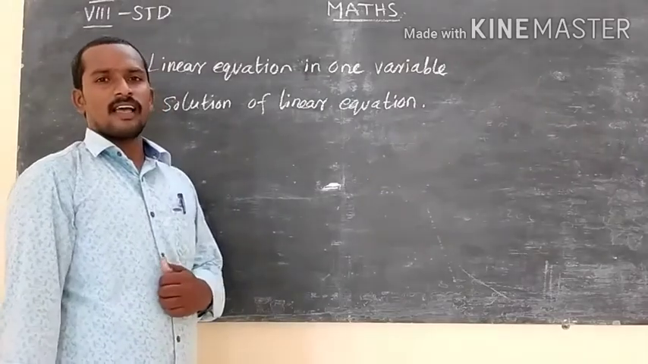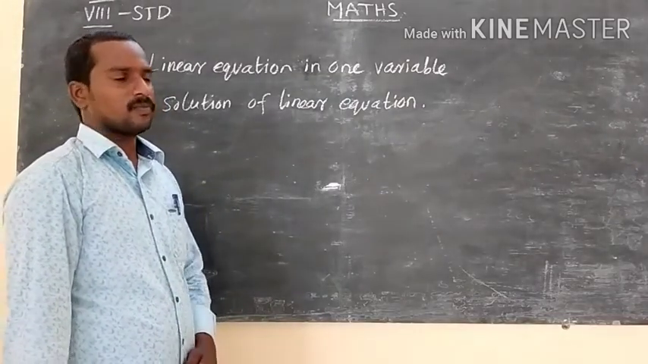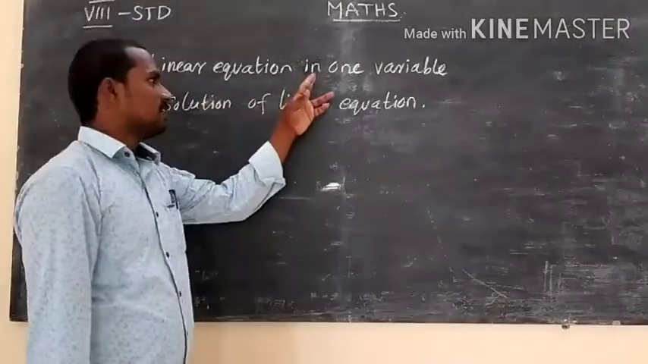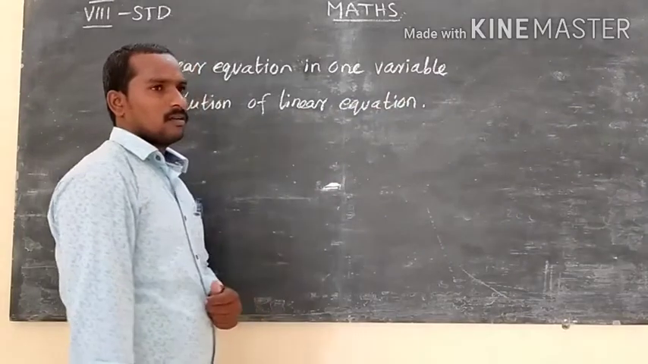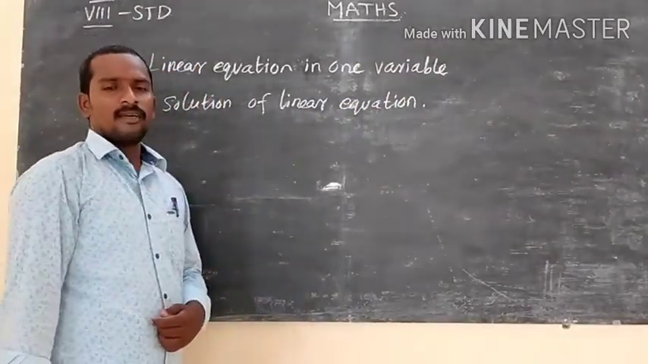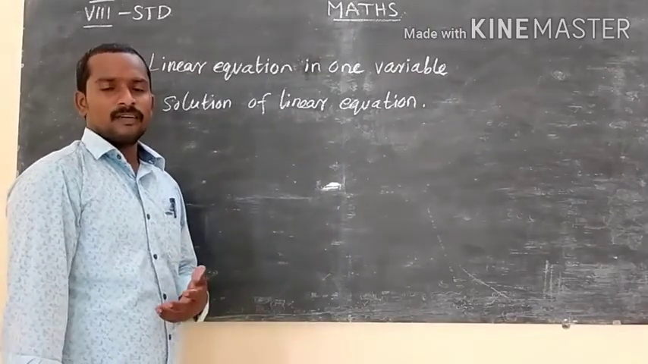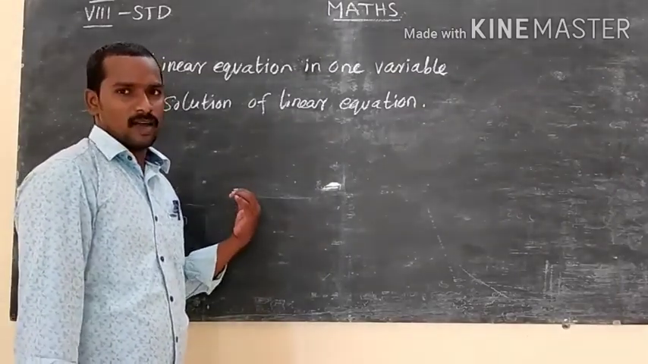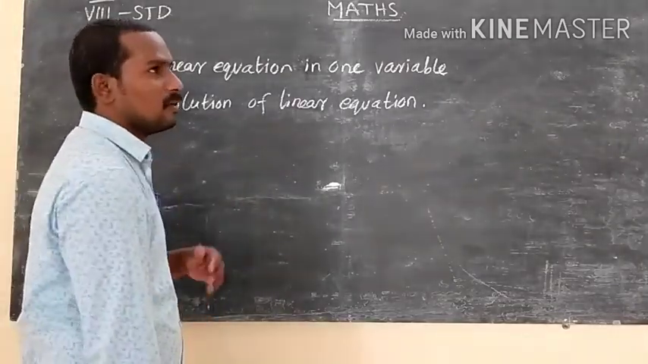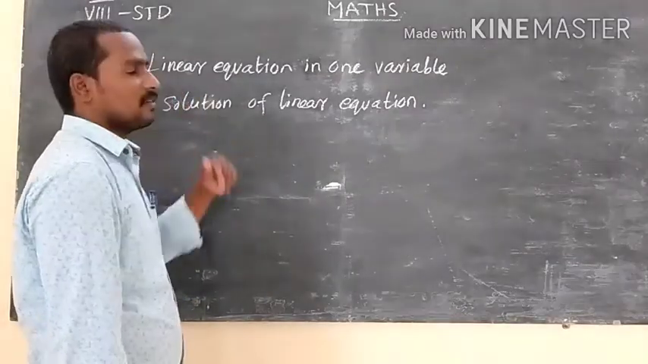In the last class we discussed the third chapter, factorization. In this section we are going to see about linear equations in one variable. What is a linear equation? An equation containing only one variable with its highest power as 1 is called a linear equation.